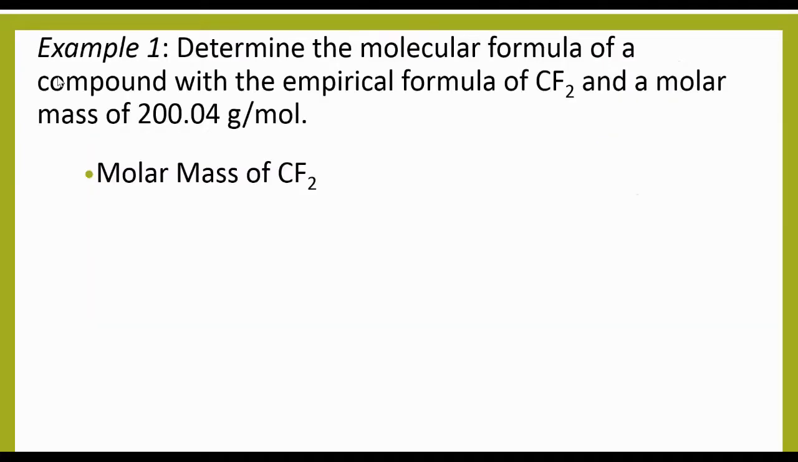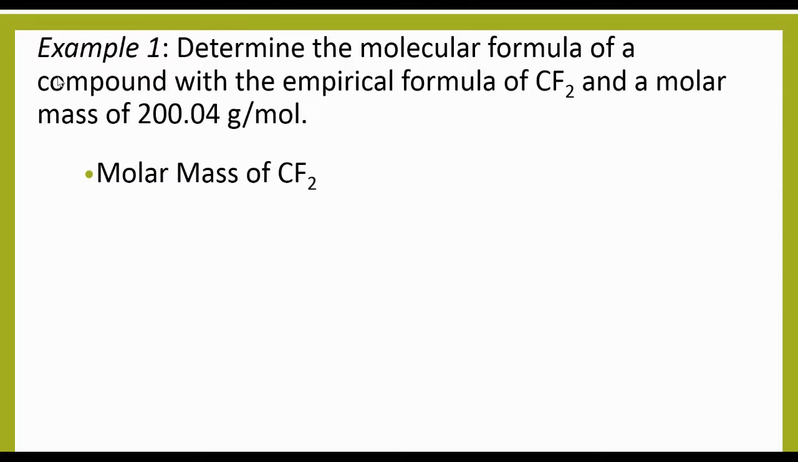Okay, so let's go ahead and try this out with an example. We want to determine the molecular formula of a compound with the empirical formula of CF2 and a molar mass of 200.04 grams per mole. Well, we know the empirical formula is the lowest whole number ratio. So it could be CF2 or could be some multiple of CF2. So it could be C2F4 or C3F6. We're going to find that out.